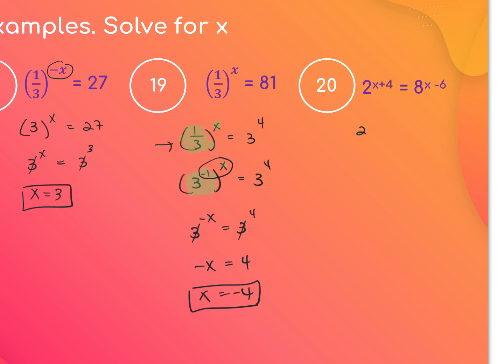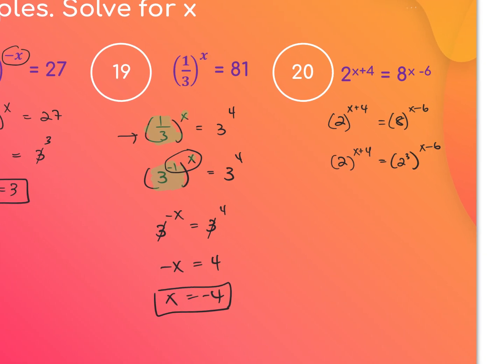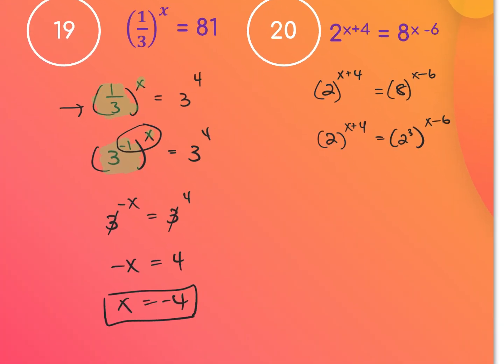Here I have 2 raised to the x plus 4 power equals 8 raised to the x minus 6 power, right? So first of all, I'm just kind of going to put my bases in parentheses. I feel like that makes it a little easier. Well, 2 to the x plus 4th power doesn't have to change anything. I don't have to change it. Now 8, I know 8 is 2 cubed, okay? And it's still raised to the x minus 6 power. So I was able to convert 8 to a base of 2 with an exponent.